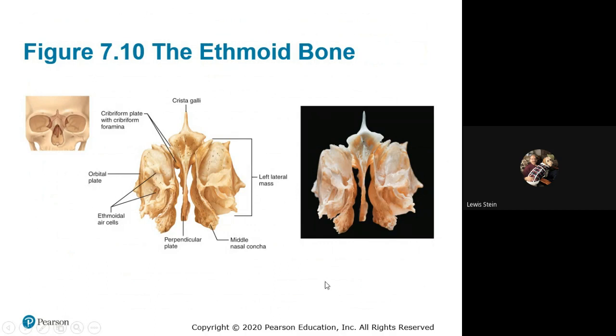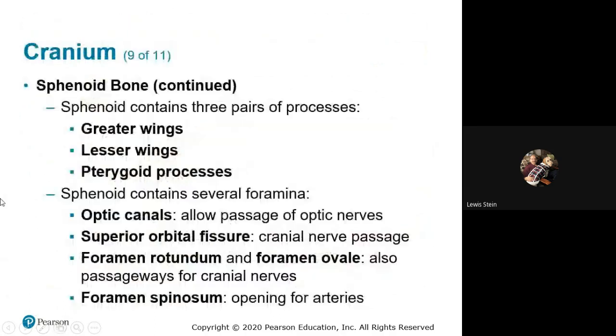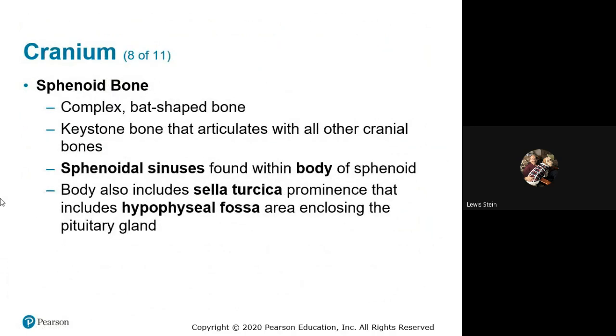So that's the ethmoid bone. I only have one more to do, so I always save the hardest for last, and here it is. Sphenoid. Sphenoid bone, complex doesn't do it justice. It is the keystone, and all the other cranial bones work to make contact with it.